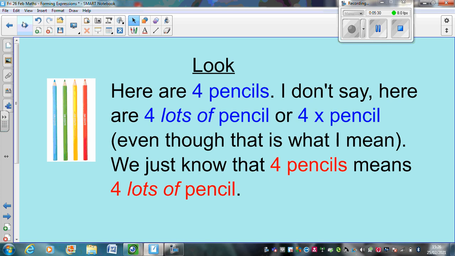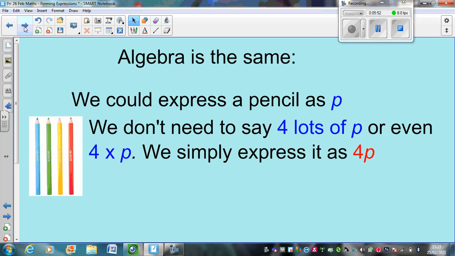Here, look at this. Here are 4 pencils, right on the left. 4 pencils. I don't say here are 4 lots of pencil, or 4 times pencil, even though that's exactly what I mean, don't I? There's 1 pencil there, and there's 4 lots of those pencils. We just know that if I say 4 pencil, it means 4 lots of pencil. For algebra, it's exactly the same.